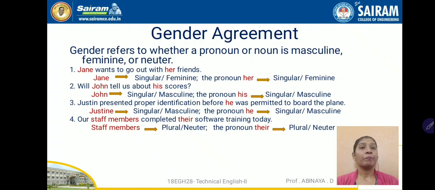Okay. Our staff members completed their software training today. So here the noun is plural. Staff members, plural, and staff members either can be men or women. So we are using their. Their is neuter, which we can easily use for men or women, and it is plural also. Staff members is a plural antecedent. For that we are using this plural pronoun their.